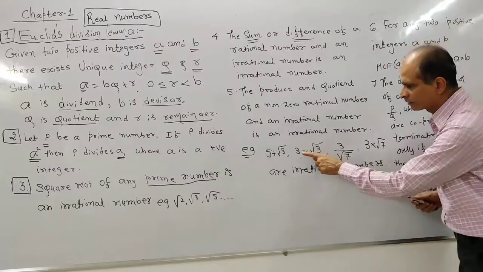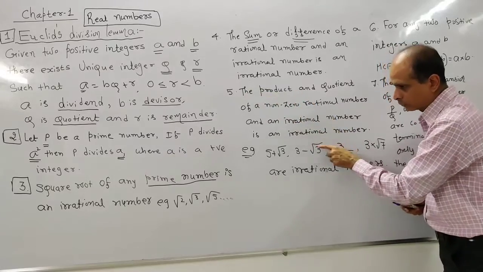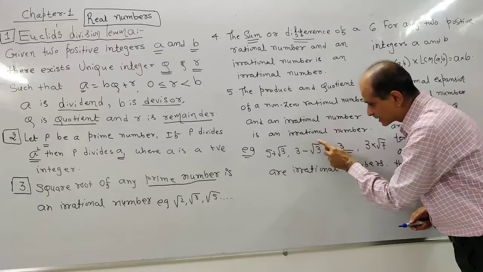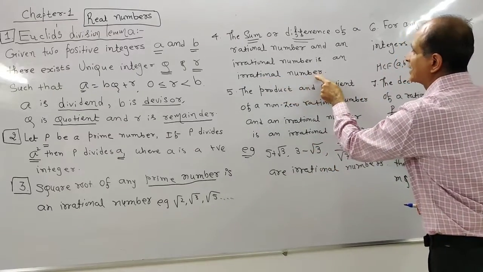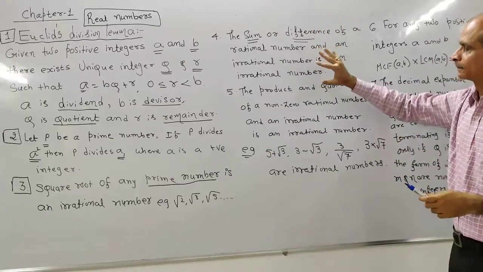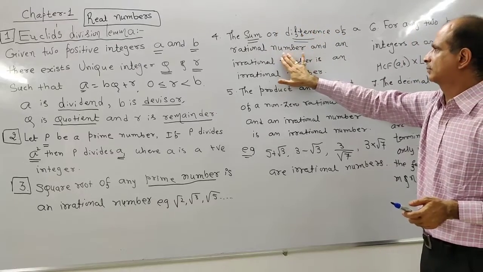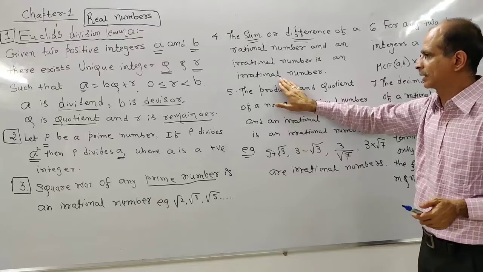Similarly, here 3 is a rational number. Under root 3 is an irrational number. So the difference between a rational and an irrational number is also an irrational number. So this is your concept number 4. The sum and difference of a rational number and an irrational number is an irrational number.